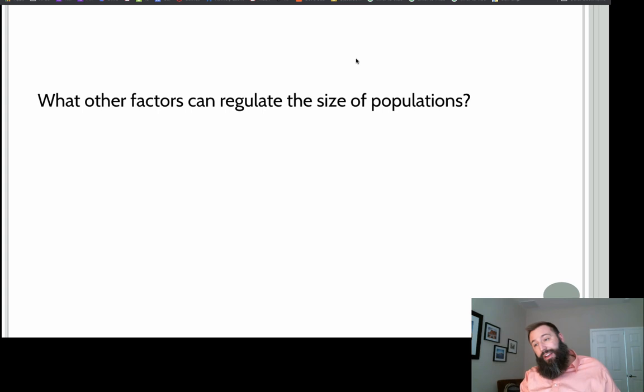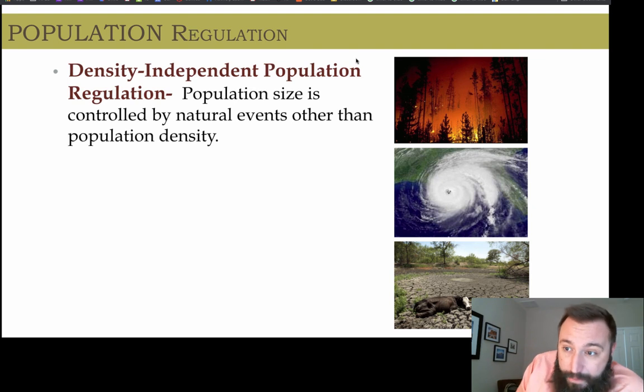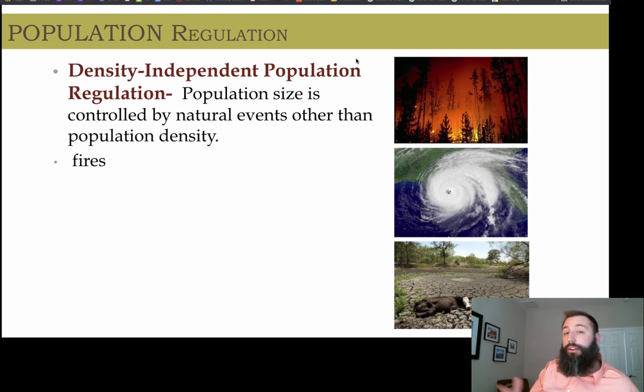What are some other factors that can regulate the size of populations? If density-dependent factors can regulate populations dependent on the population density, well, you can also have density-independent population regulation. This is when the population size is controlled by natural events, those natural disruptions, right? Other than population density. Think about this for a moment. A wildfire is going to impact a population of deer in a forest regardless of how many deer there are, right? You can have 1,000 deer, you can have 2 deer. It doesn't matter what the density of the population is, a wildfire is going to decrease that population, right?